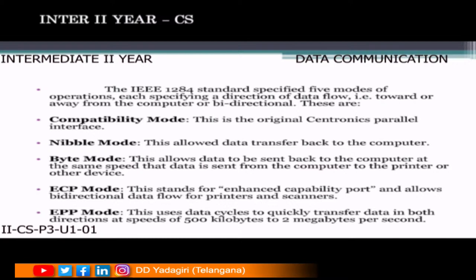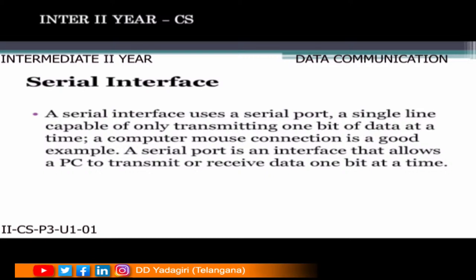ECP mode. This stands for Enhanced Capability Port and allows bidirectional data flow for printers and scanners. EPP mode. Enhanced Parallel Port. This uses data cycles to quickly transfer data in both directions at speeds of 500 kilobytes to 2 megabytes per second. Second is serial interface. A serial interface uses a serial port, a single line capable of only transmitting one bit of data at a time. A computer mouse connection is a good example. A serial port is an interface that allows a PC to transmit or receive data one bit at a time.